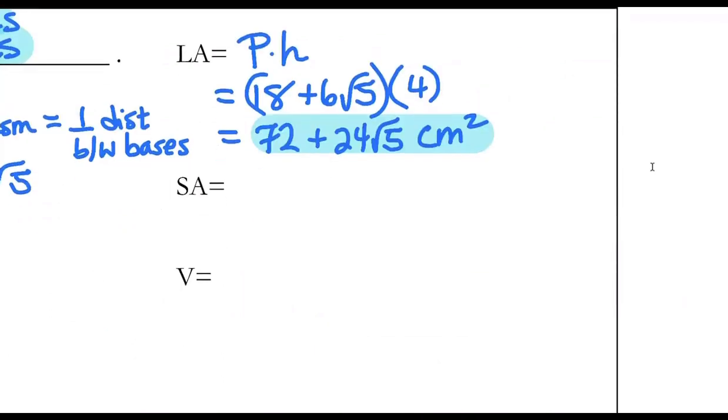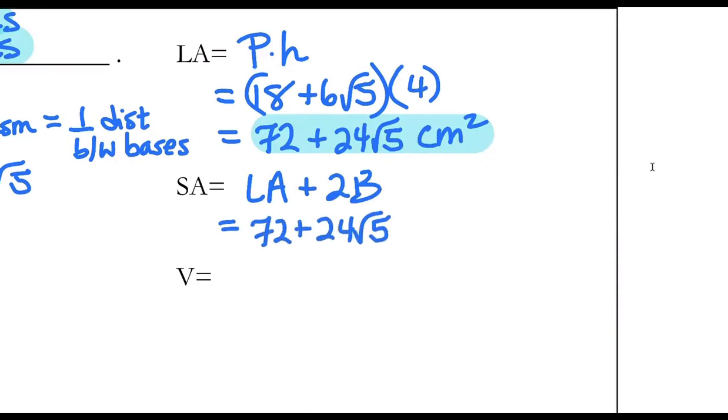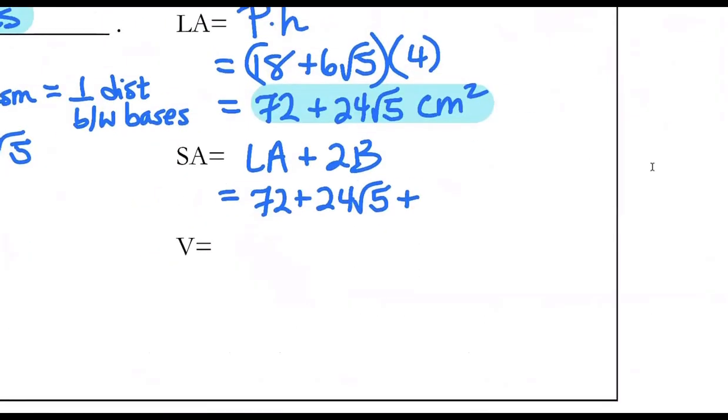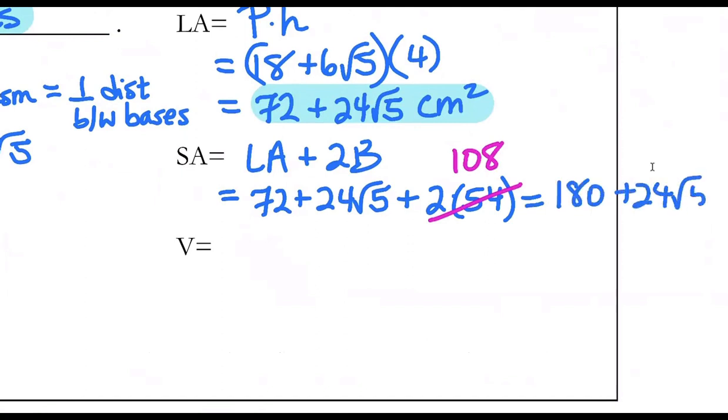Surface area. Lateral area plus 2 bases. So the lateral area is 72 plus 24 root 5. Okay, we have to add on 2 base areas. The bases were 54, so that'll be 2 54s. So that's 108. We add that on to the 72. We'll have 180 plus 24 root 5, and that would be, again, in square centimeters.